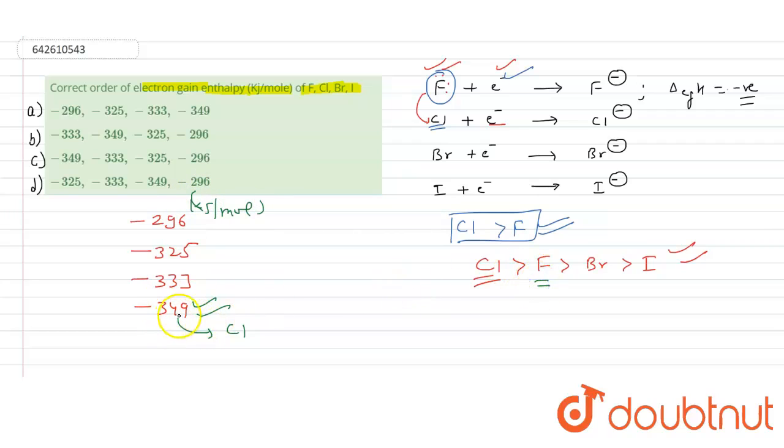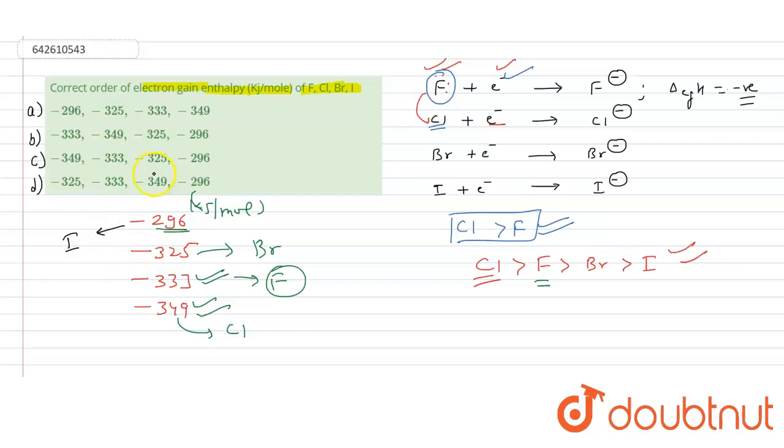After 349, the energy which is less than 349 is minus 333. So this belongs to fluorine. After this, minus 325 belongs to bromine, and the least electron gain enthalpy belongs to iodine.